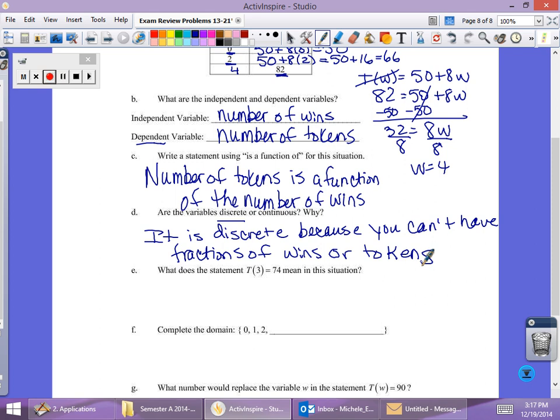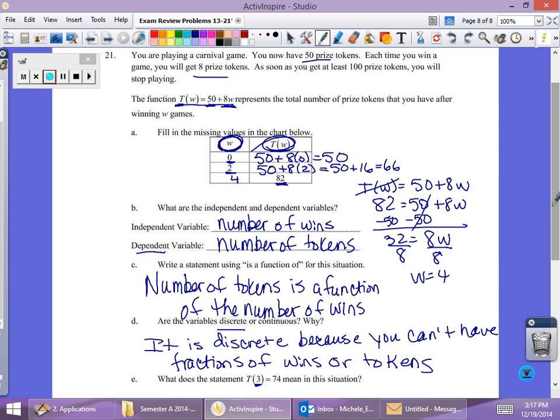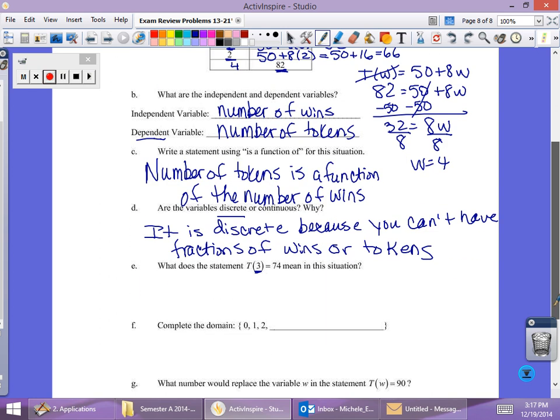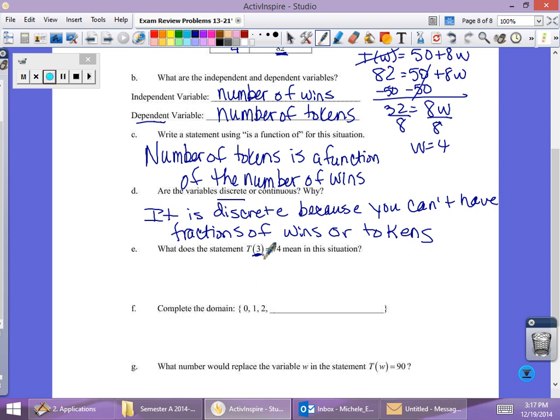Okay, E, what does the statement T of 3 equals 74 mean? Well, the number 3 inside here, if you don't remember what it is, look back up here and it tells you. The number inside the parentheses is W, and W is representing the number of winning games. So our 3 represents that if we have 3 wins, and this is the number of tokens, so 3 wins, you will have 74 tokens.